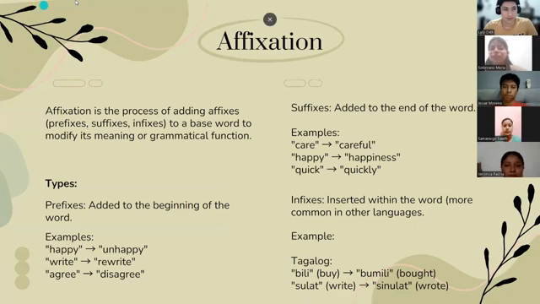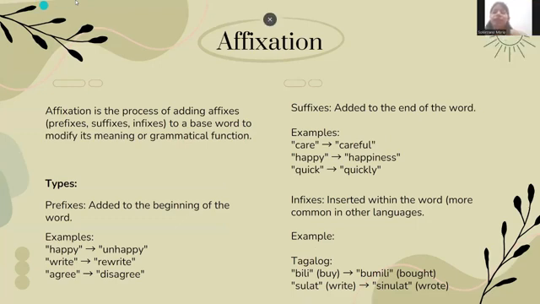Affixation is the process of adding affixes, prefixes, suffixes, infixes to a base word to modify its meaning or grammatical function. Types: prefixes are added to the beginning of the word. For example, happy, unhappy; agree, disagree.